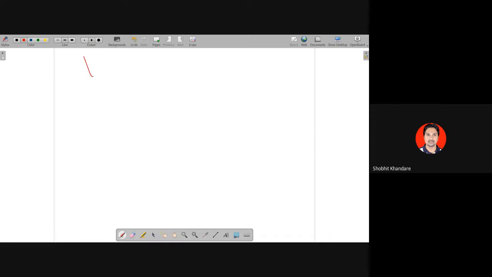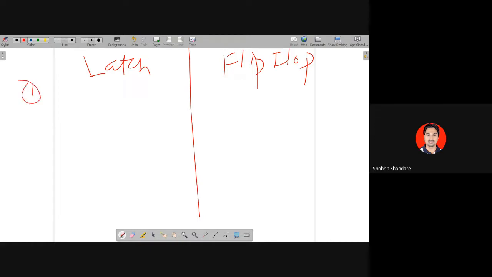So I'm going to write down here the latch and the flip-flop. This is important because students often do not understand the difference between the latch and the flip-flop. So it's better to understand the difference first, then we will jump to the detailed understanding of flip-flop and latch. As far as the latch is concerned, the first point I'm just reading out, please pay attention: latches are the basic building blocks of sequential circuits.